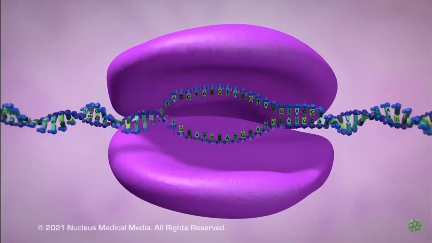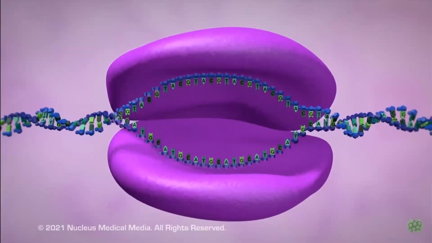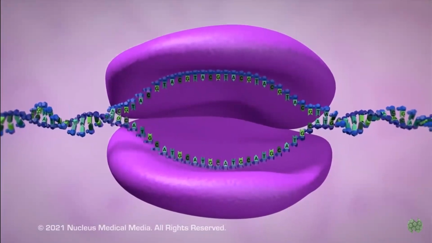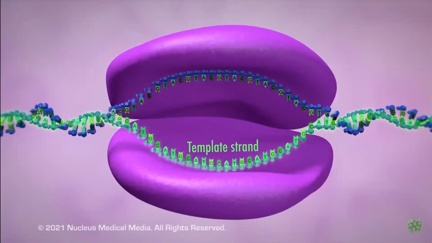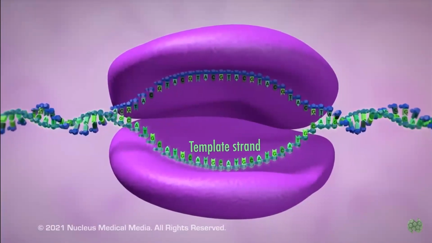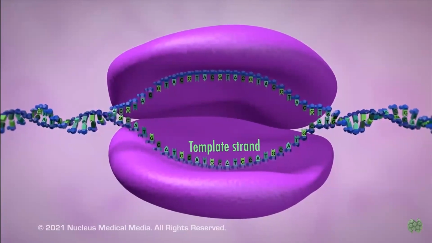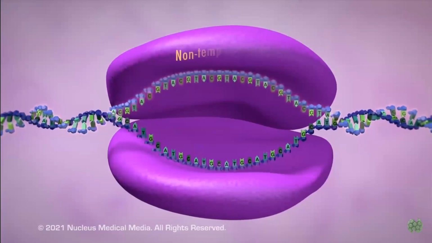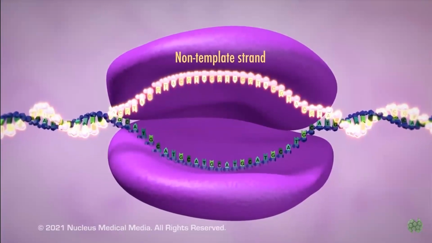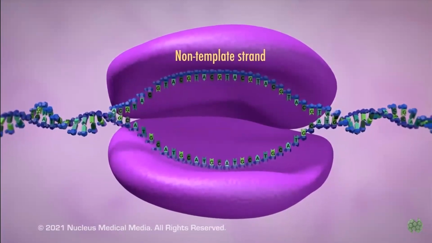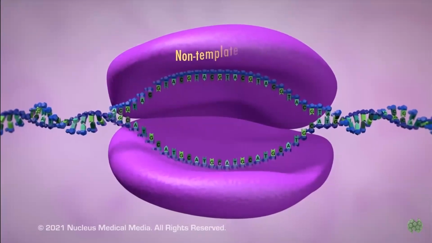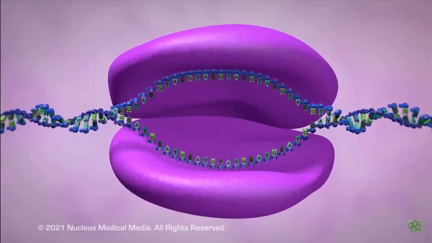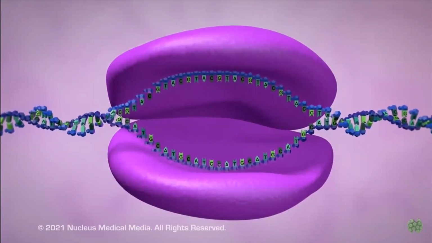RNA polymerase causes a particular area of the DNA helix to unwind and separate into 2 strands. One of the strands, often called the template strand, is the side of DNA that is read or transcribed by the messenger RNA. The other strand of DNA, often called the non-template strand, isn't transcribed by the messenger RNA. So, how are DNA instructions transcribed into messenger RNA?